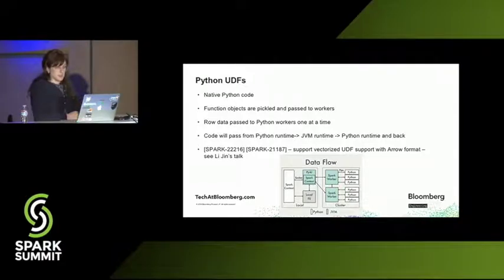Then you serialize it back to the Spark workers, then they're going to send it back to your original program. So as you can see, it's going to be a lot of overhead in terms of serializing your data back and forth as you pass between the JVM and Python divide.